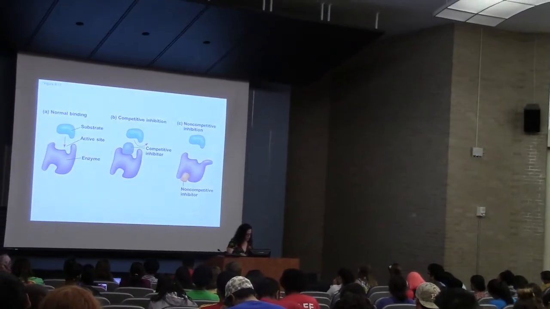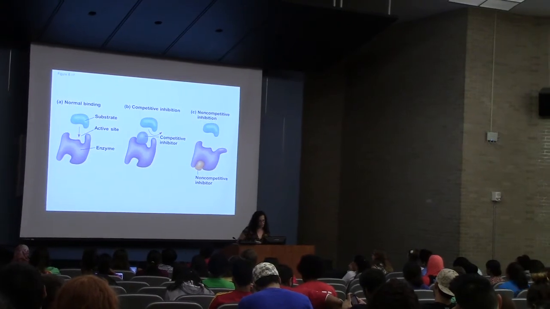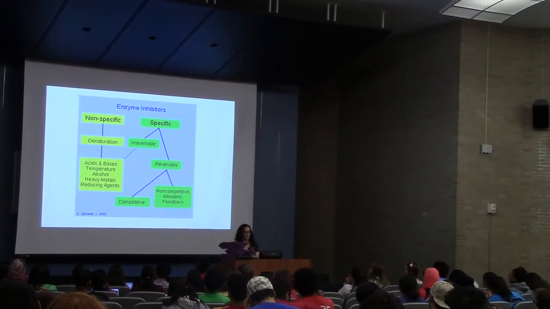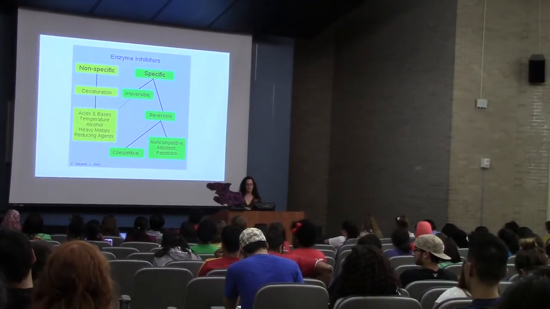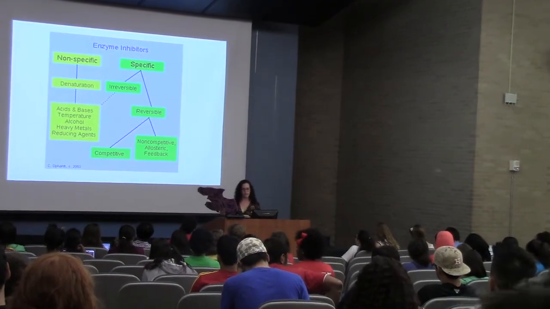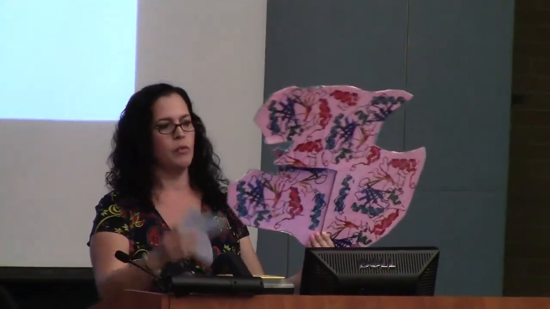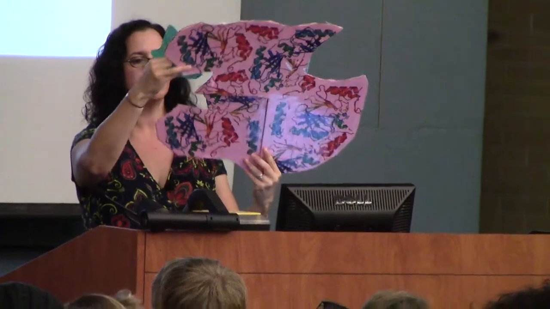So let's go back. Okay. I'm not sure if I missed something from the previous slide, but okay. Okay. So we have the enzyme, and we have the competitive inhibitor binding here.